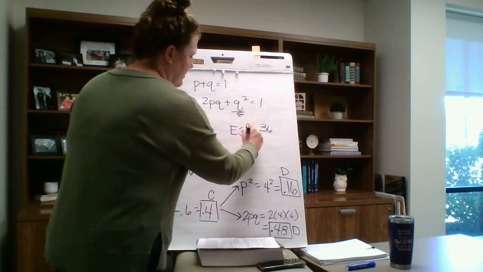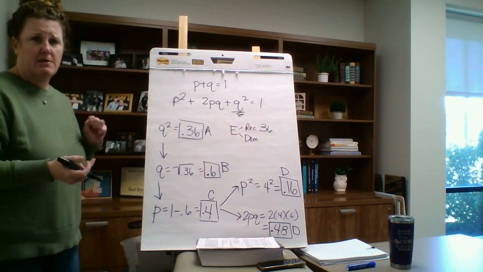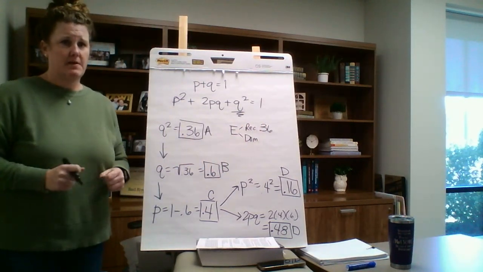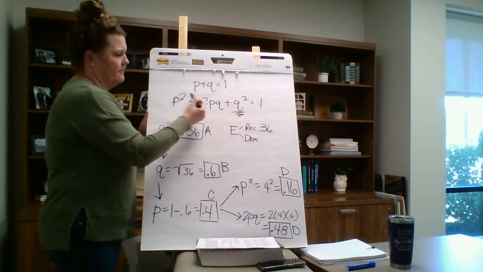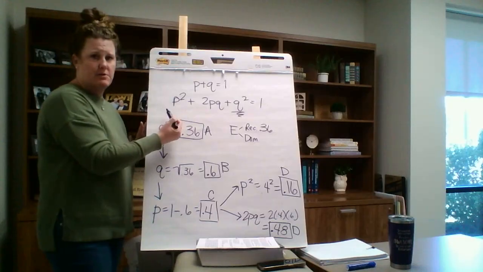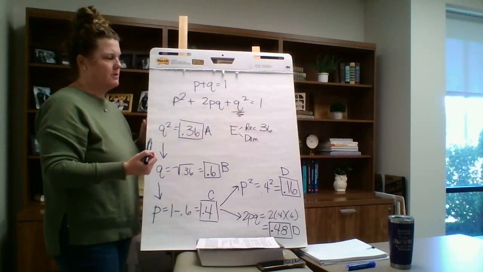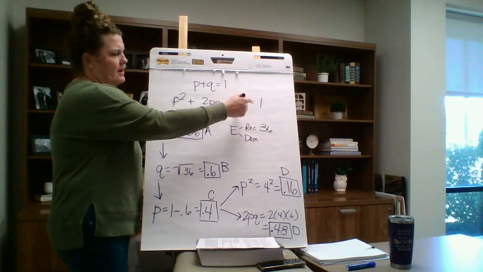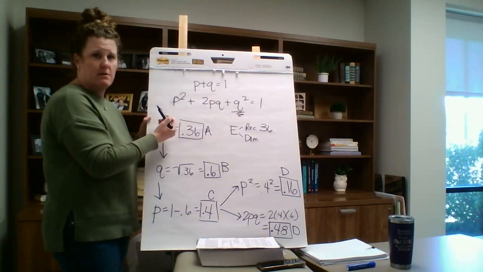Now, to find the dominant, there's two different ways that you can go about doing that, okay? There's two ways that you can find the dominant phenotype. Now, we're looking at this equation here, because this is the equation for genotypes and phenotypes. So I'm looking at p squared plus 2pq plus q squared. So I already know that this right here is 0.36. So if these are my recessives, that means both of these are going to be dominant, okay?